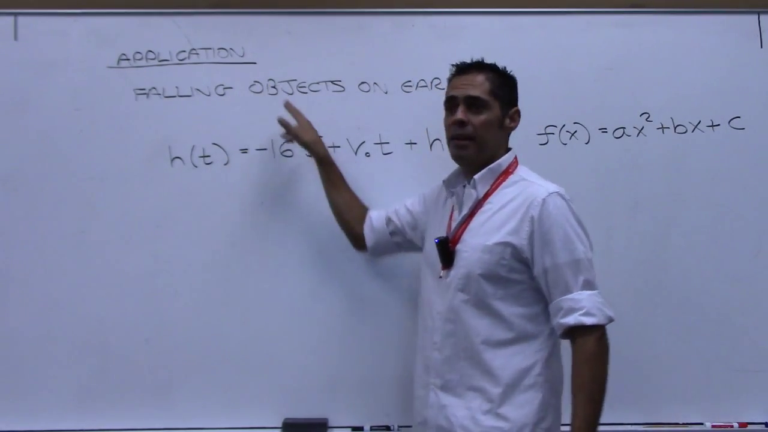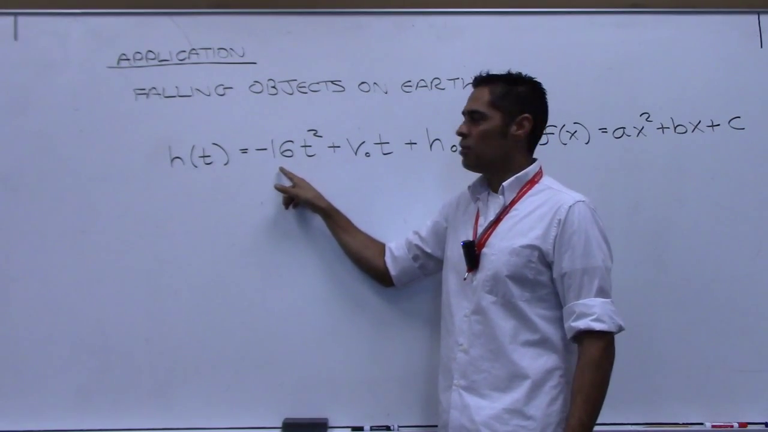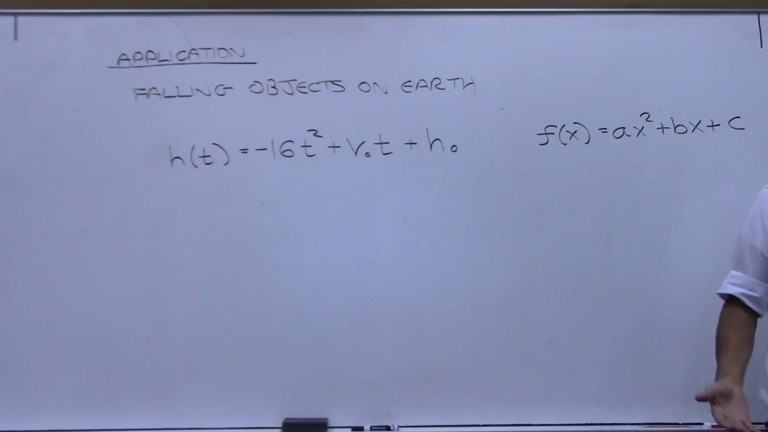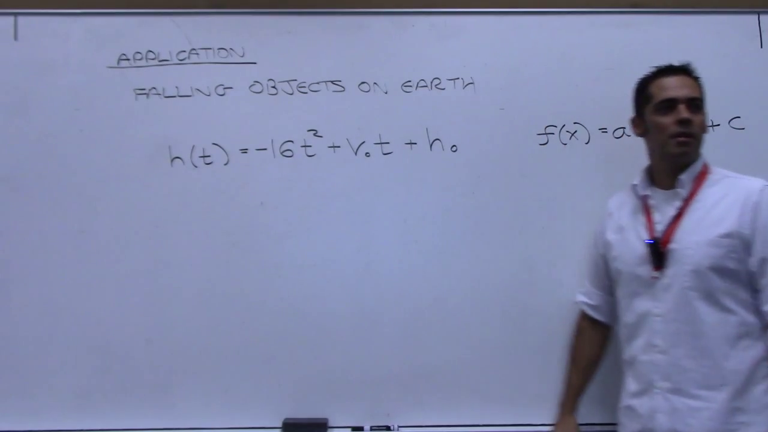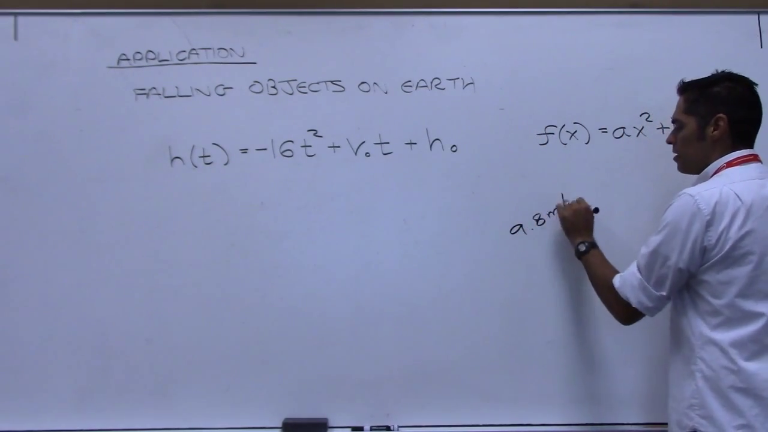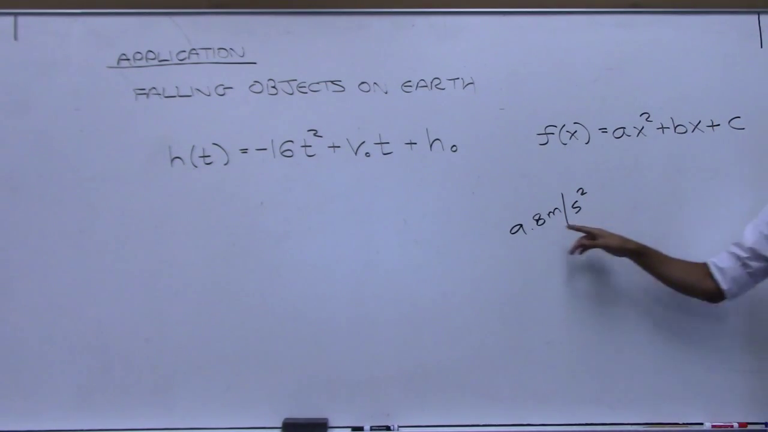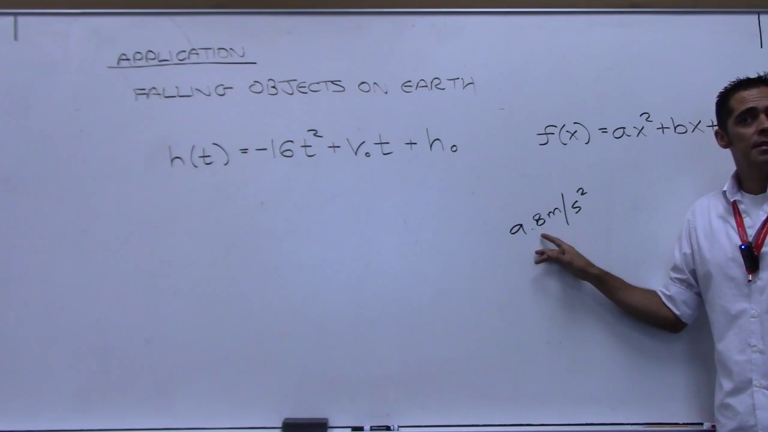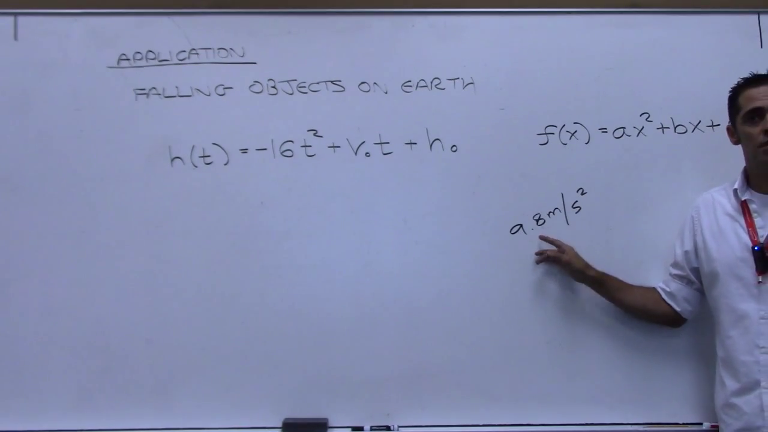You move to a different planet, your formula changes. It's no longer negative 16. You go to the moon, it's a smaller number because the gravitational force isn't as strong. If you go to a bigger planet, then it's going to be a bigger number. How many of you who've taken some physics know that the acceleration of gravity is 9.8 meters per second per second? Okay. If you convert 9.8 meters into feet, it's about 16 feet. So it's this formula.